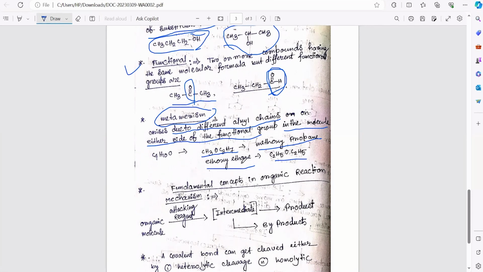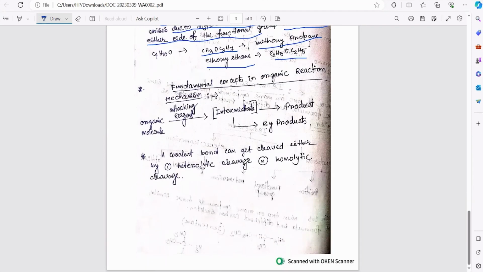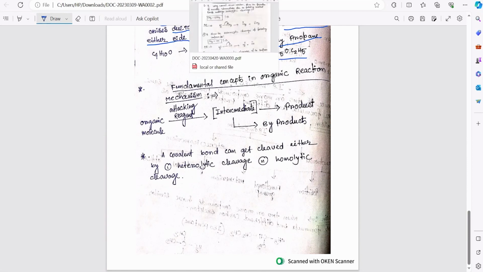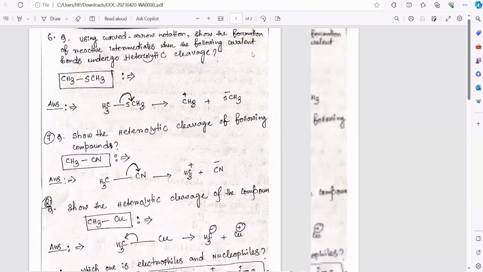Fundamental concepts in organic reaction mechanism: the organic molecule, the attacking reagent, the intermediate, the product and the byproduct. We'll discuss these in the next class. But here, because we have time, I want to discuss some questions and answers. I'll go one by one.